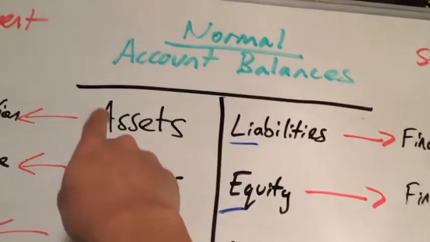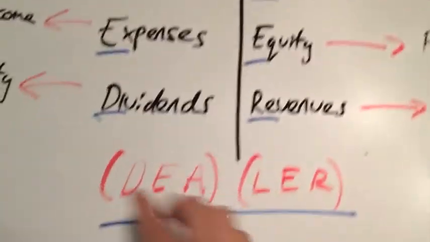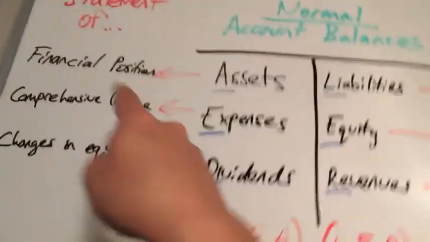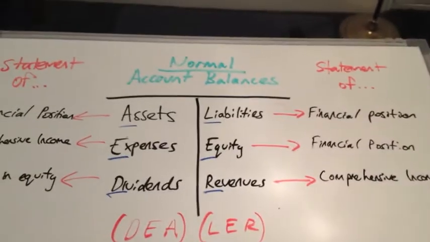Since adjusting entries always involve and affect a revenue or expense account, it is fundamental that you are familiar with the normal balance of each account. You can easily remember this by thinking of the word dealer. Also, keep in mind where you find these accounts in financial statements.